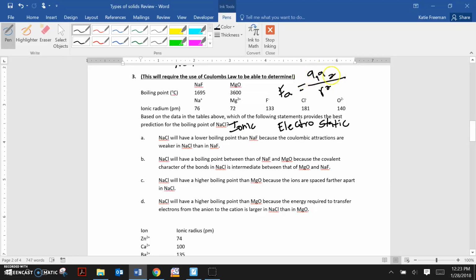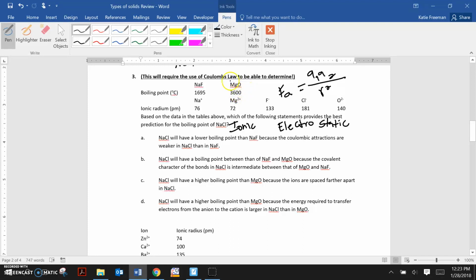The difference is going to be our Q's. Sodium fluoride is going to be 1 and 1. Magnesium oxide is going to be +2 and -2. So a larger numerator is going to give a higher force of attraction. Higher force of attraction means more energy required to break, resulting in a higher boiling point.